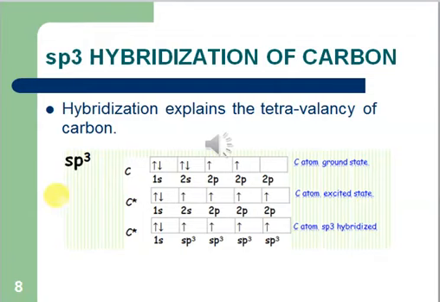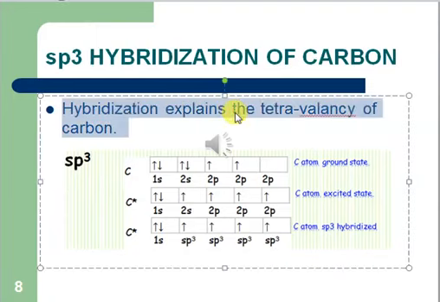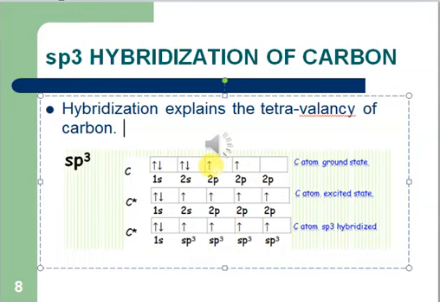For example, why do we need hybridization? In organic chemistry, hybridization is very important because it explains the tetravalency of carbon. According to valence bond theory, the number of covalent bonds formed by an atom is always equal to the number of unpaired electrons available in the valence shell. In the electronic configuration of carbon, with two unpaired electrons in the outermost shell, carbon is expected to form only two bonds. However, we know that carbon is tetravalent, so valence bond theory alone cannot explain the tetravalency of carbon.